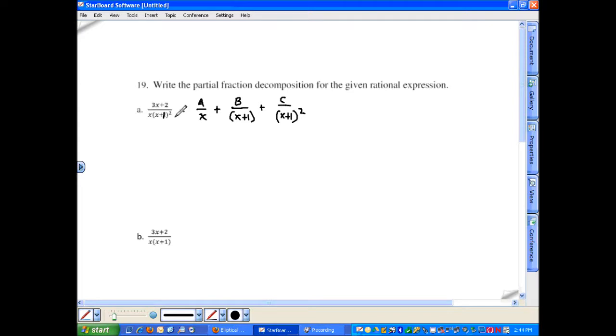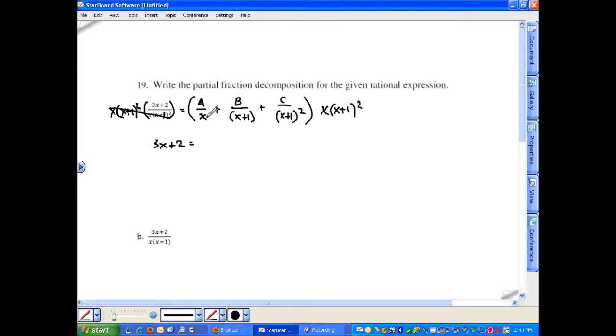So if we multiply both sides of the equation by the lowest common denominator, that's going to be multiplying this by x times x plus 1 squared. Same thing over here. This is multiplied by x times x plus 1 squared. That's going to eliminate the denominator, leaving 3x plus 2. Now, this LCD here needs to multiply to each piece separately.